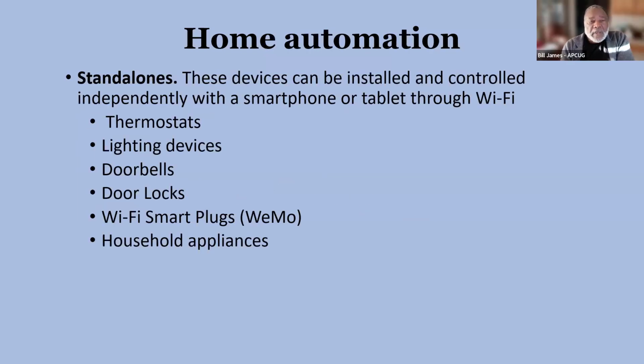And the standalones are devices that may be satisfactory for you. Maybe you just only want to have an automated thermostat, or maybe you just want to have lighting devices, or a doorbell, or door lock. Maybe just a smart plug where you plug in a lamp, and then household appliances. So you can just have maybe just one or two devices that suits your needs or application, and you don't want to have a whole network of things that you need to deal with.